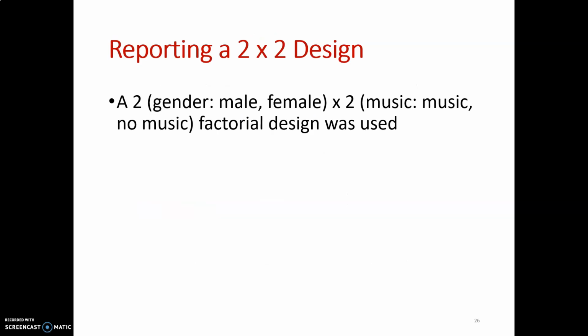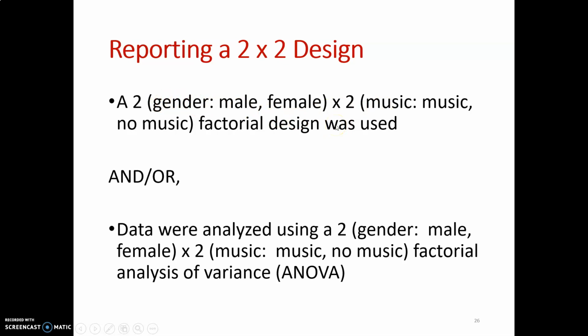If we were going to report on a 2x2 design in our results section to say how we set our study up, or sometimes in our method section, we would talk about a 2x2 design, and we would help our readers see what the levels or conditions are. So it would be nice if we told them not only the factor, but the levels involved in our design. Sometimes you'll see people just say a 2x2 was used. Other times we'll say the data were analyzed using a 2x2 ANOVA.